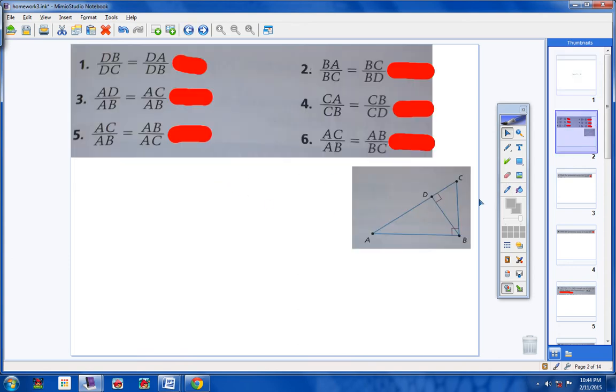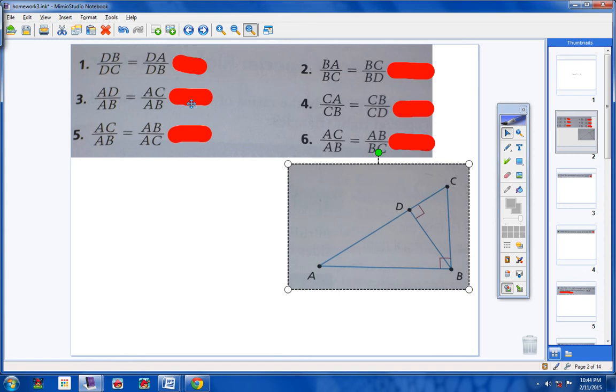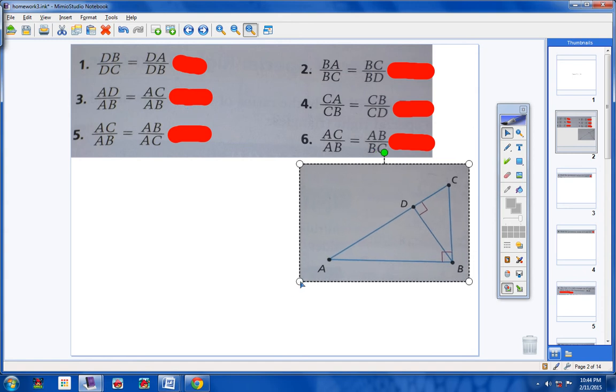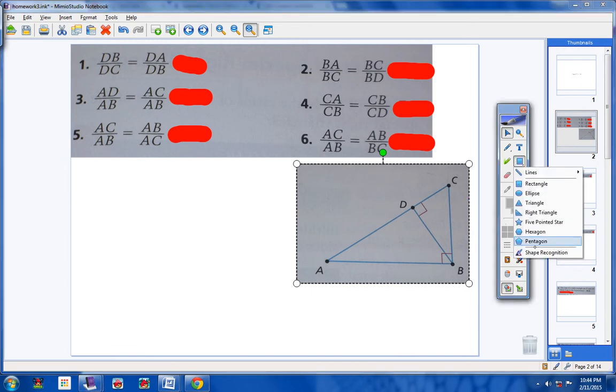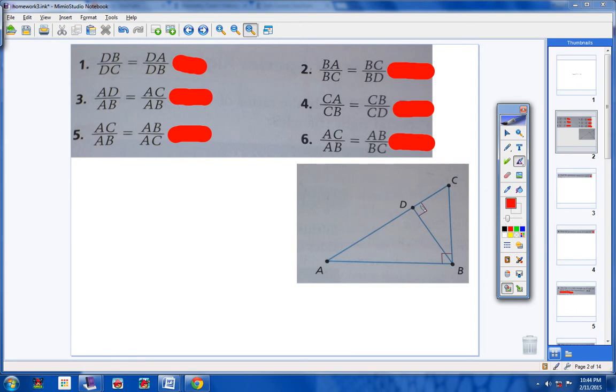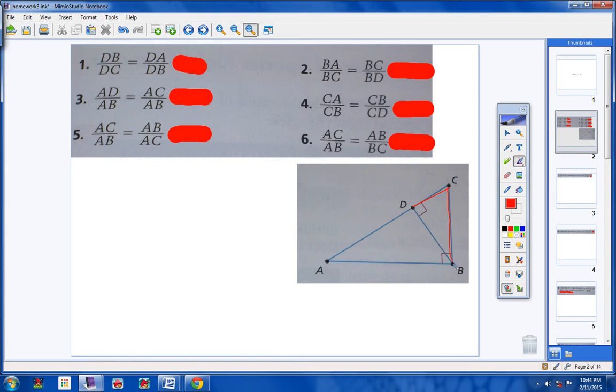Numbers 1 through 6, we're going to use this diagram right here, and we're going to see if we can state whether these proportions here are true or false. My advice, students, is to draw these triangles, and please watch how I do this and learn, okay? I'm going to draw these triangles separately. Give me just a second to do that. It'll take about a minute, but I think that's very important to do.